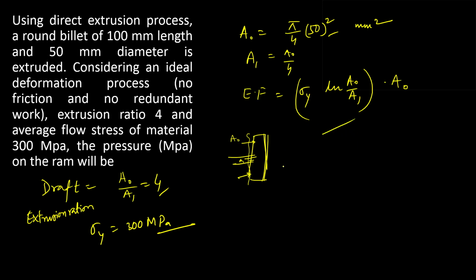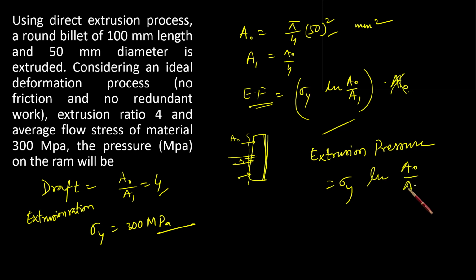Okay, so extrusion force we have got, and it is asked what the pressure is. So we don't need the extrusion force, just divide it with a naught. This one is not required. So extrusion pressure is calculated as sigma into ln a naught by a1.